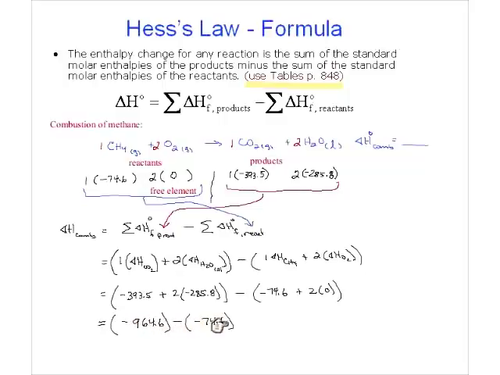minus a minus 74.6. Now, if you guys know anything about mathematics at all, you know that when you multiply a negative by another negative, yep, it becomes a positive. So you change it around. So negative 964.6 plus 74.6 works out to be a negative 890 kilojoules per mole. Okay? And there we go.